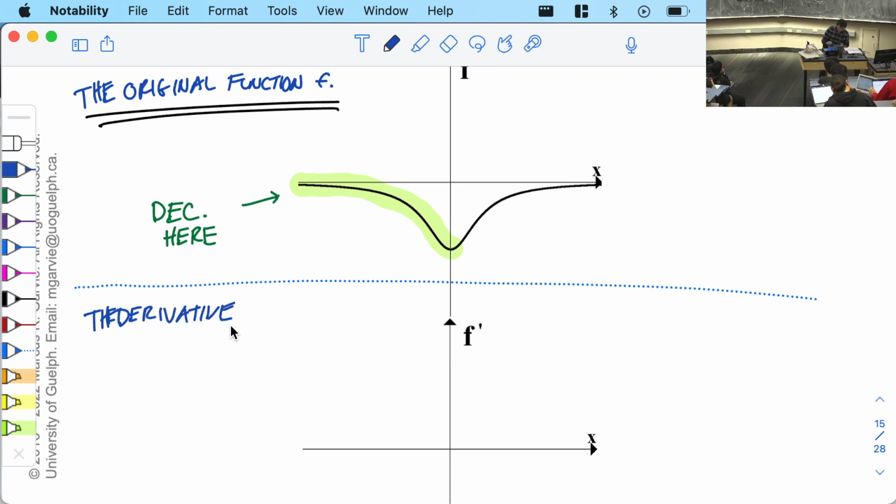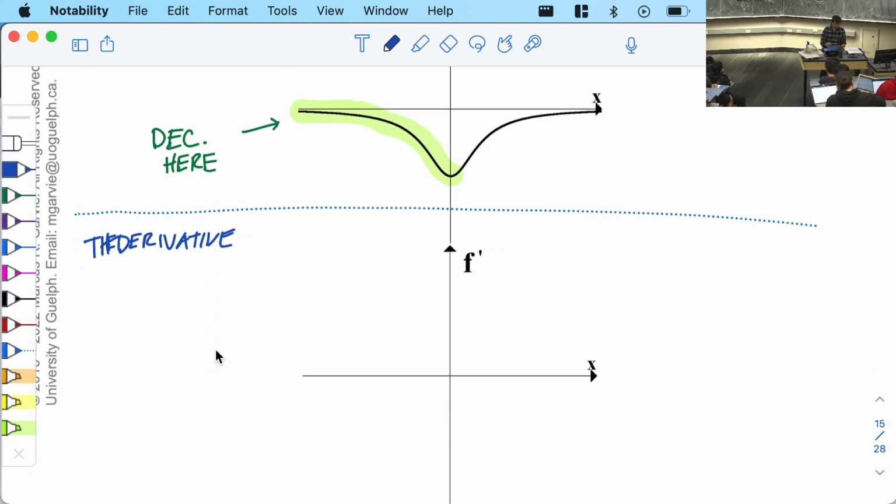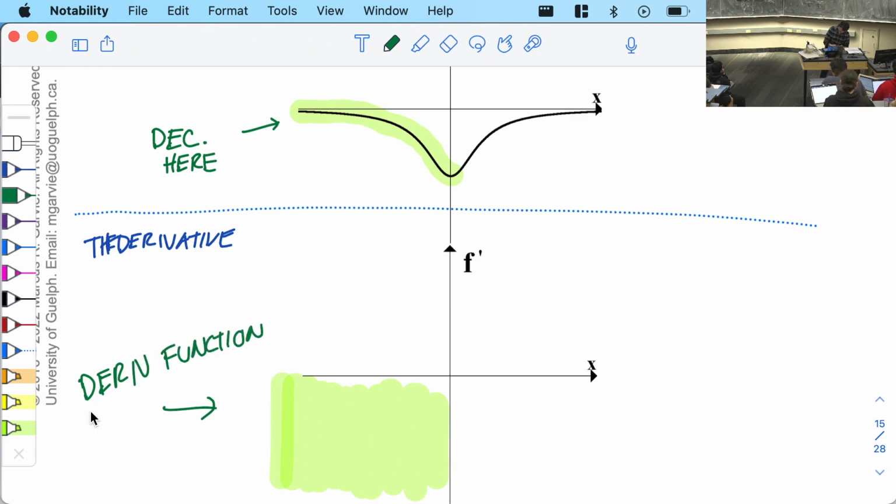So don't mix up these two functions, they're different functions. So when the original function is decreasing, it's going down. That means if you were going to draw a tangent line anywhere on the original function, that tangent line would be pointing down. And if it's pointing down, it has a negative slope. So where the original function is decreasing, the derivative function is negative. So it's somewhere here. Here, the derivative function, this blue function, is negative. It has a negative value. Where the original function is decreasing, the derivative function is negative.